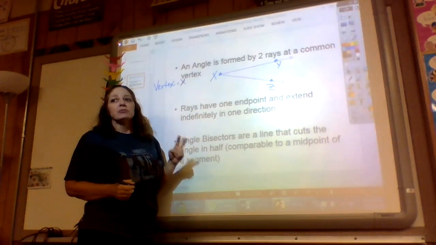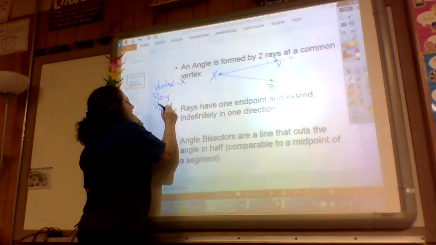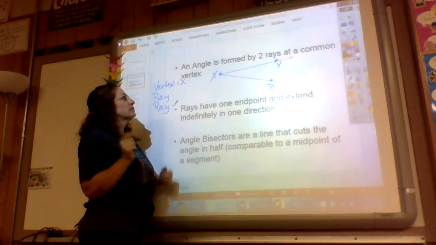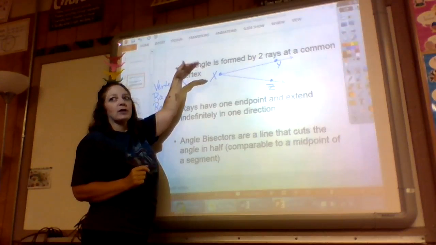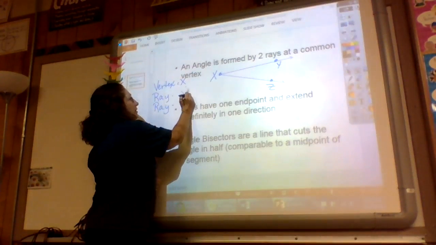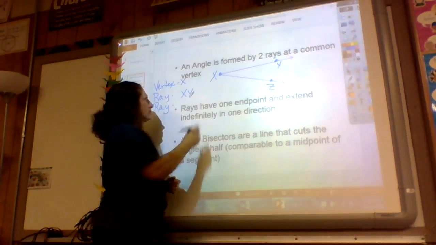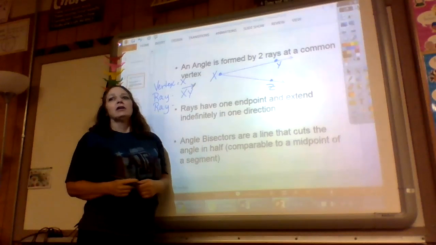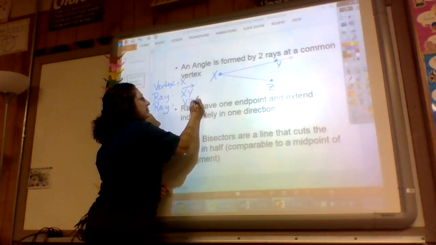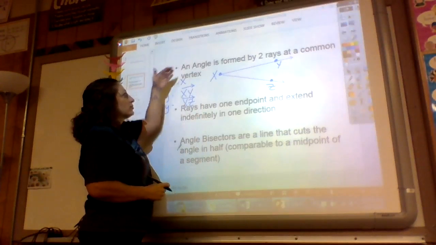I have two rays, so I want to name the two sides of the angle that are formed by rays. Can you name, Tyson, the top ray for me? How many letters does it take? Two. Okay, so it would be XY, and which way is my arrow going to go? Right, over the Y. Good. And Skylar, name the other ray. XZ, with the arrow going to the right over the Z. Okay? So these are the three parts of an angle.